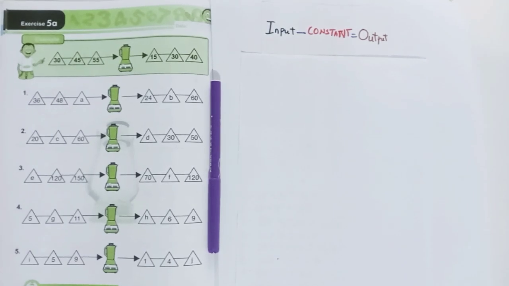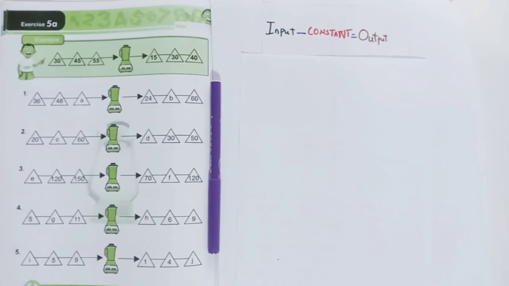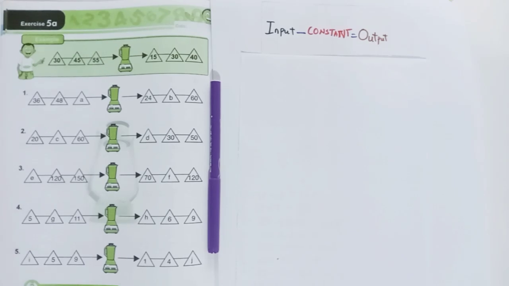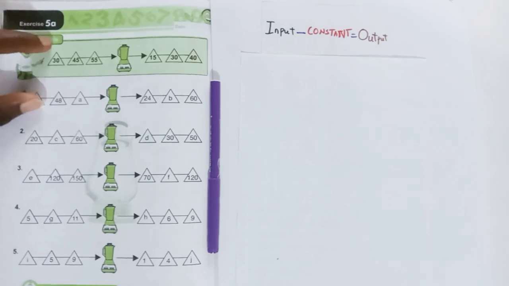So we're looking at the Lantern Quantitative Reasoning Book 4. This is exercise 5A and we are on page number 12. All right, so let's get right into it. So we've got another exercise here.